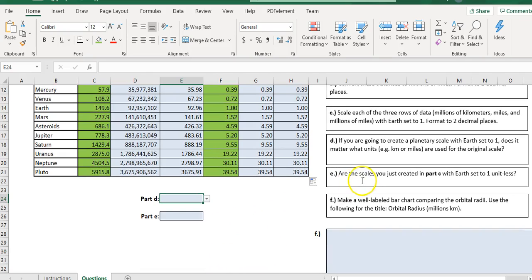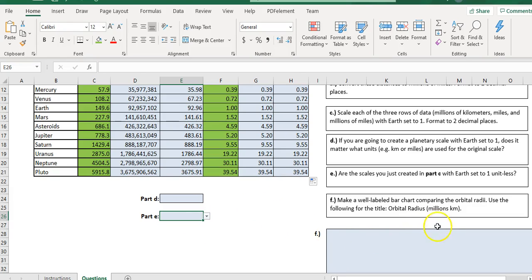And then in part E it says, are the scales that you just created in part C with Earth set to 1 unitless? And again, the answer you're going to come up with is yes or no. So here our answers are either going to be yes or no, and in here our answer is either going to be yes or no.